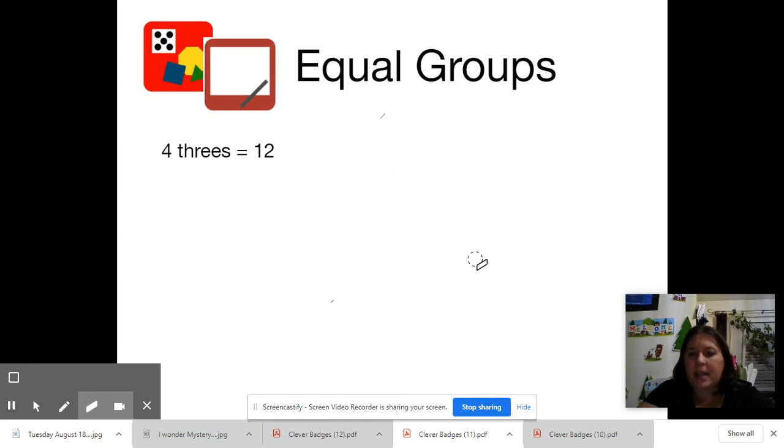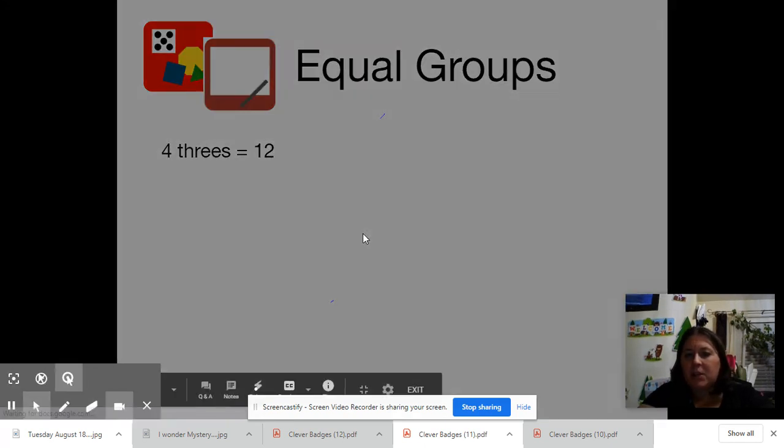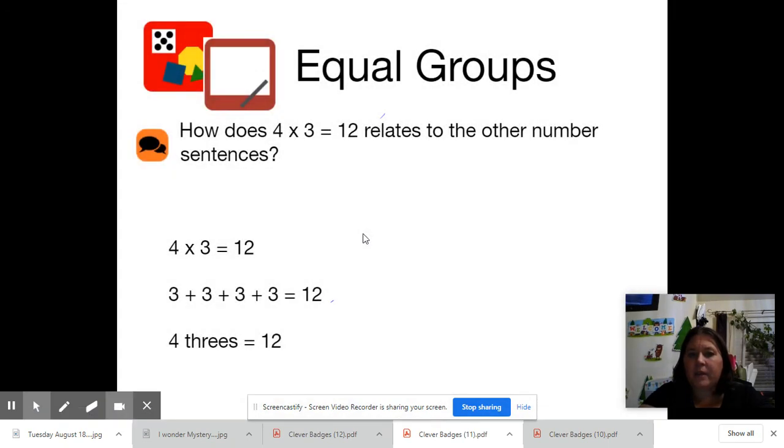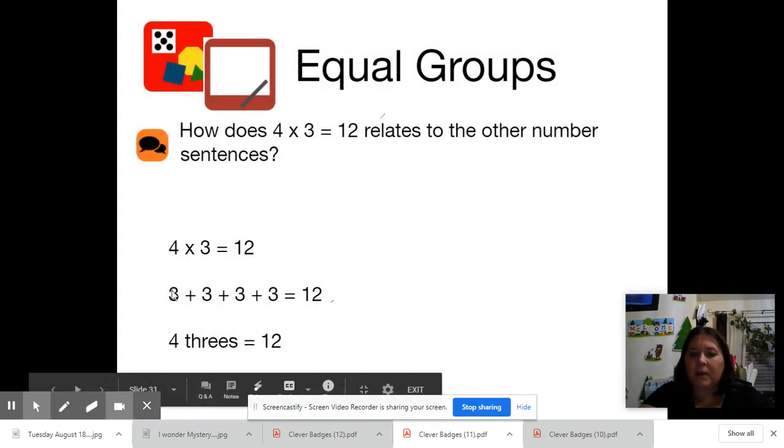I can't all of a sudden say 12 divided by 3 equals 6. It just doesn't work. And if you had objects and you're moving your objects, you would know that. Okay, 4 divided by 3 equals 12. So how does it relate? Remember, these all relate together.